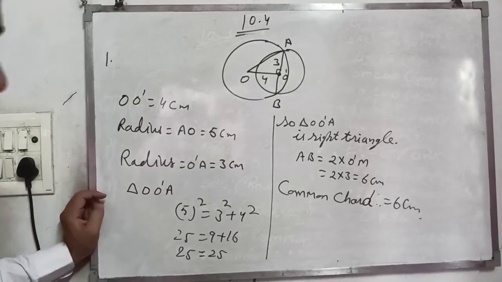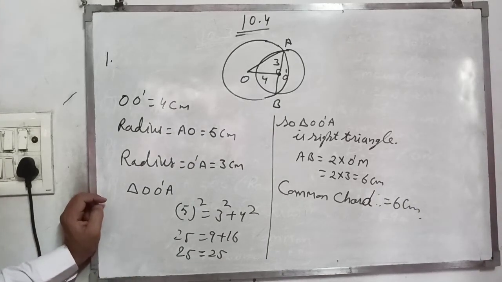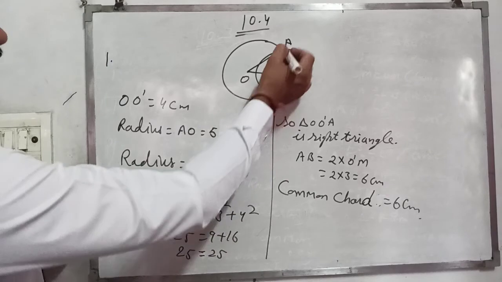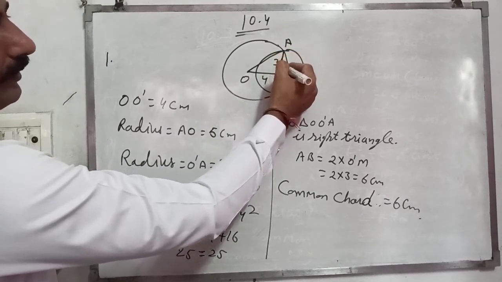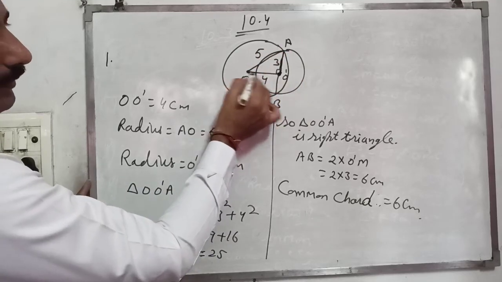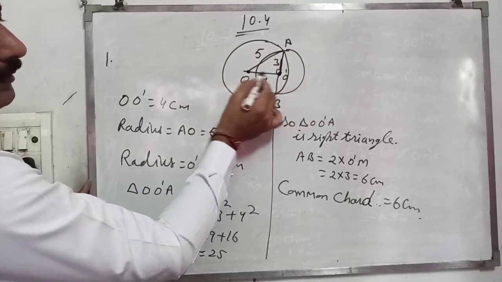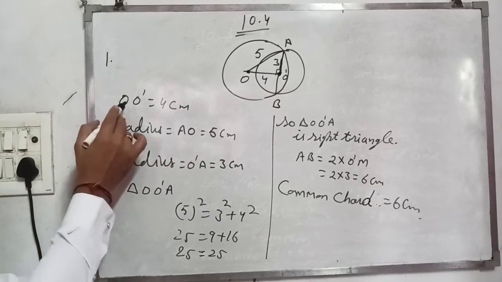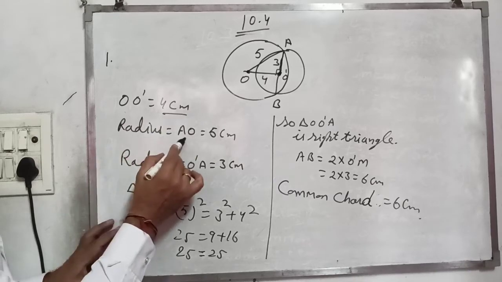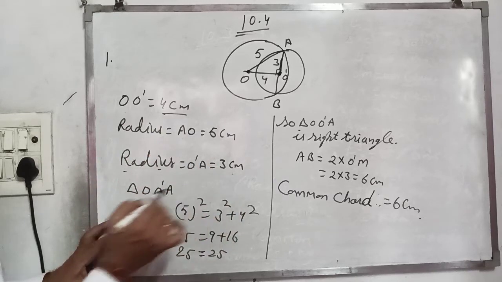Now the question is, two circles of radii 5 cm and 3 cm intersect at two points. The distance between their centers is 4 cm. Find the length of the common chord. So one circle has radius 3 centimeters and another has radius 5 centimeters, and the distance between their centers is 4 centimeters.